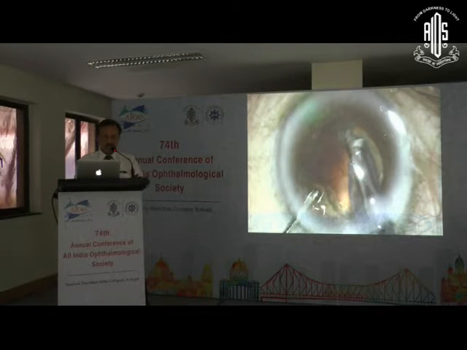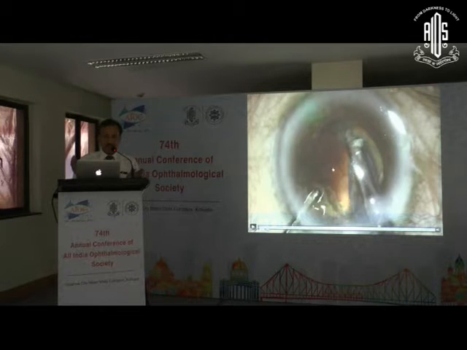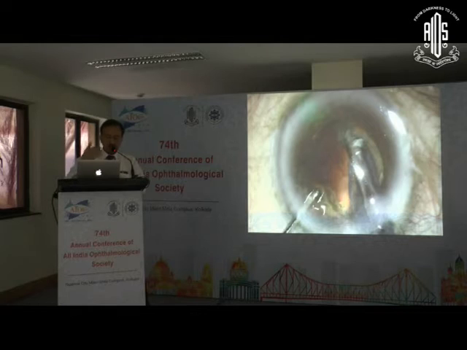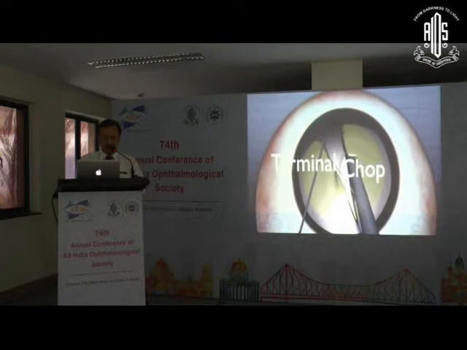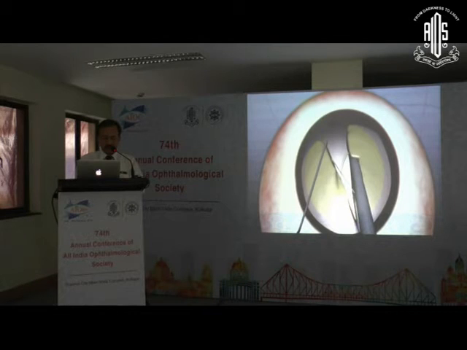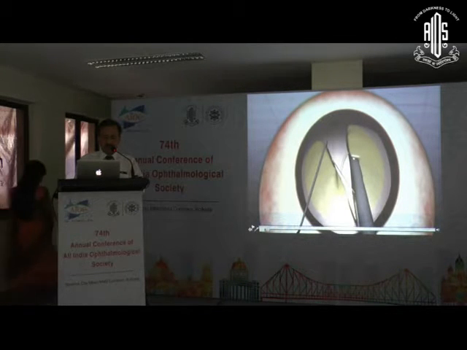So you can see here in this video, we are keeping both the instruments at the equator. The phacotip is at the equator and the chopper is at the equator, and by lateral separation of these two instruments you can achieve a full thickness splitting of the nucleus, because that includes the posterior plate as well. Now look at this short animation. So this is how we can achieve the full thickness nuclear segmentation. You have to reach the equator.